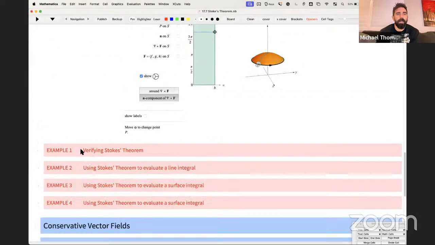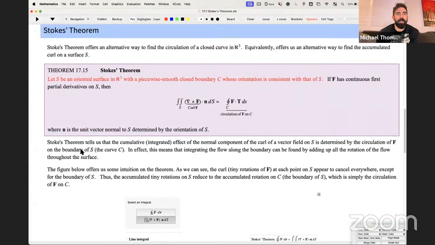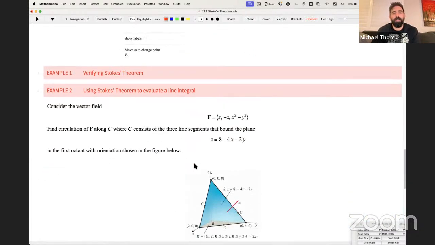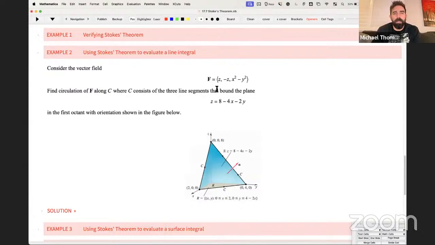Okay, so let's dig in a little deeper. This time, let's use Stokes' theorem to evaluate a line integral. What I mean is we're going to use the other side of Stokes' theorem. So we're going to do the line integral by not doing the line integral; we're going to do a surface integral. That's what Stokes' theorem does. It gives you an alternate way to do the problem. So here's our vector field.